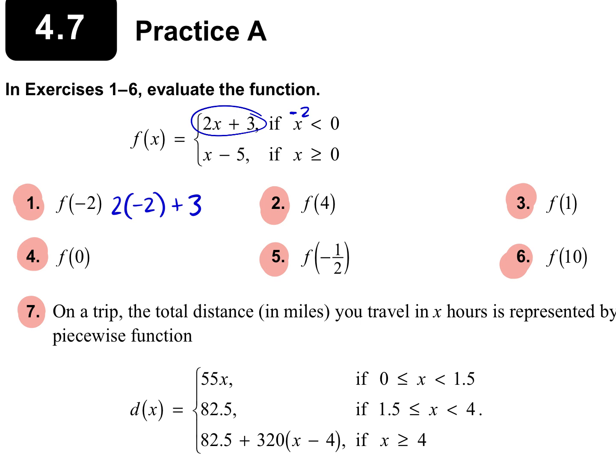First, we have to do the multiplication. So 2 times -2 would be -4. And -4 plus 3? -1. Be careful with the signs.